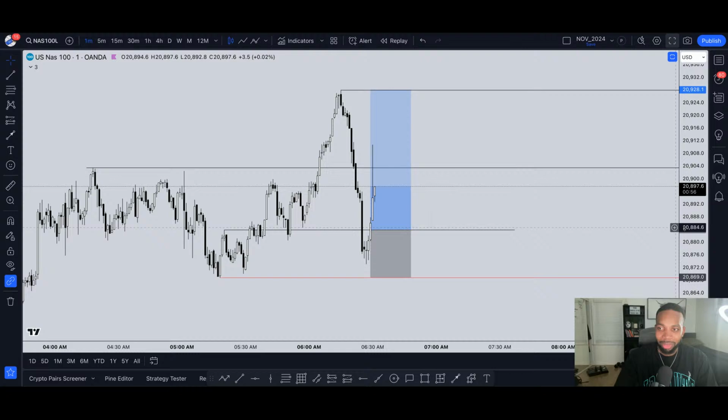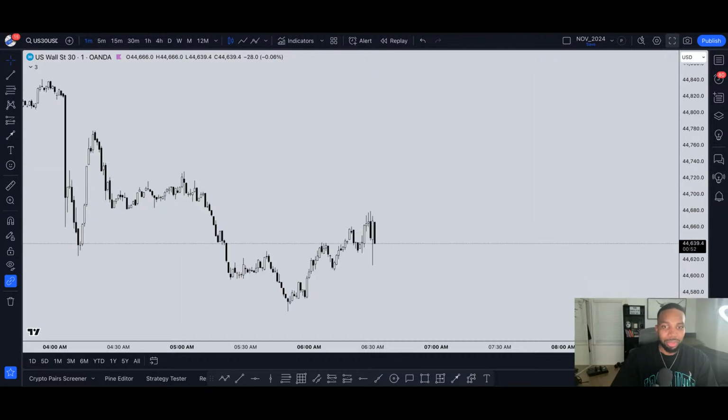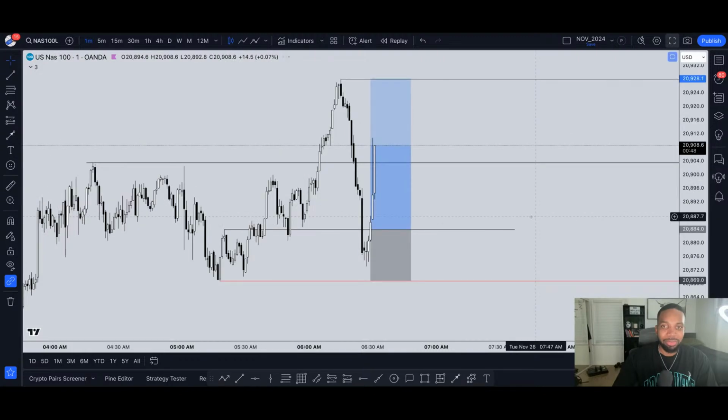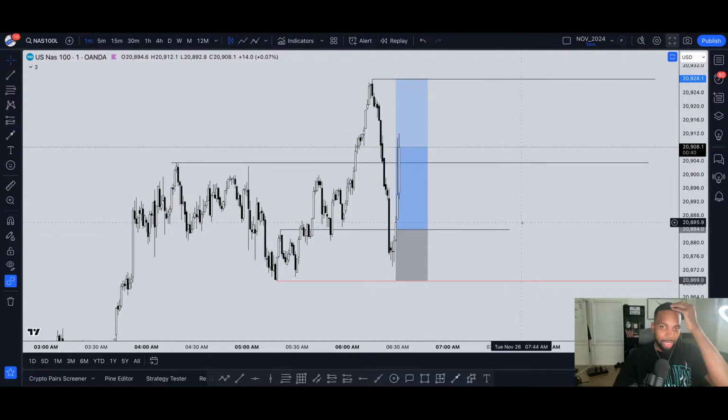Y'all are up. Let me see. Let me check on US 30 real quick. Not much. SPX. Okay, so it looks like NAS and SPX are more in unison today. But sheesh. Nasty work.